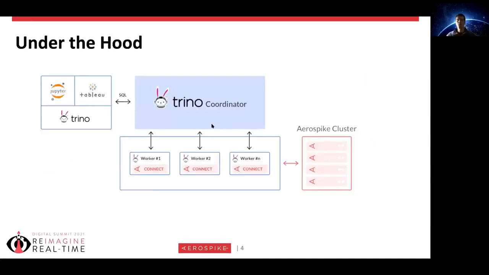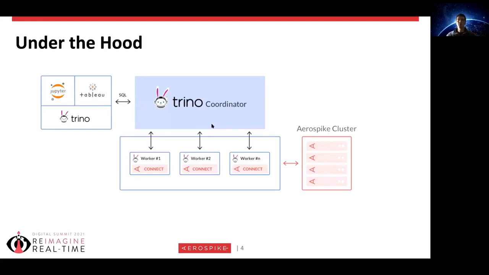Now, let's take a quick look into the Trino architecture. There are two types of Trino servers, coordinators and workers. The Trino coordinator is a server that is responsible for parsing statements, planning queries, and managing Trino worker nodes. It is the brain of a Trino installation. It's also the node to which a client connects to submit statements for execution.